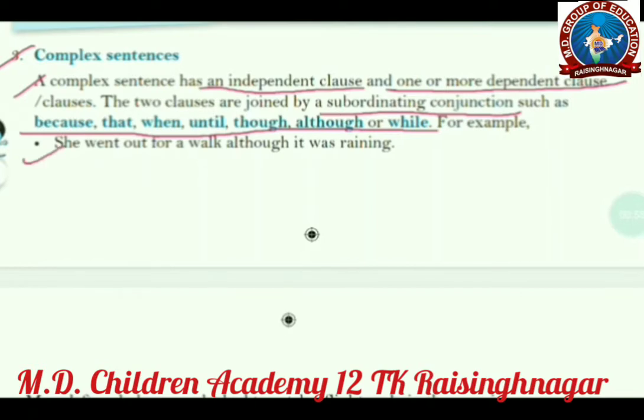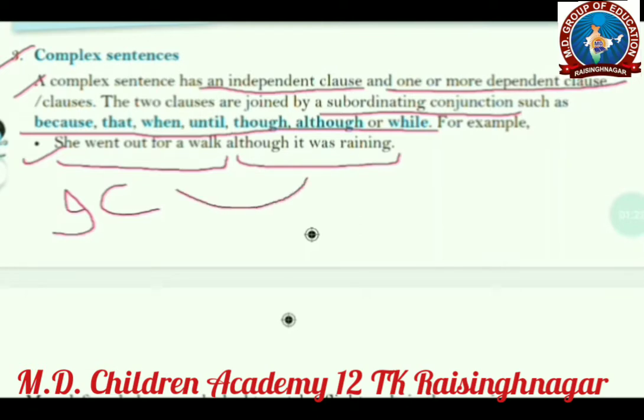For example, she went out for a walk although it was raining. Here she went out for a walk, it's a clause, and although it was raining, that's another clause. She went out for a walk, it's a complete clause. So it's an independent clause. Although it was raining, it's a clause, but it's not complete, as it's not making a complete sense. It is dependent on this part. It needs this part to complete its sense. So it's a dependent clause. Alright?